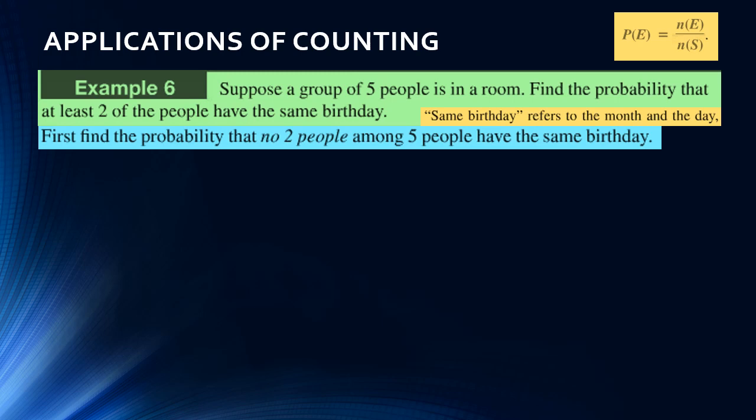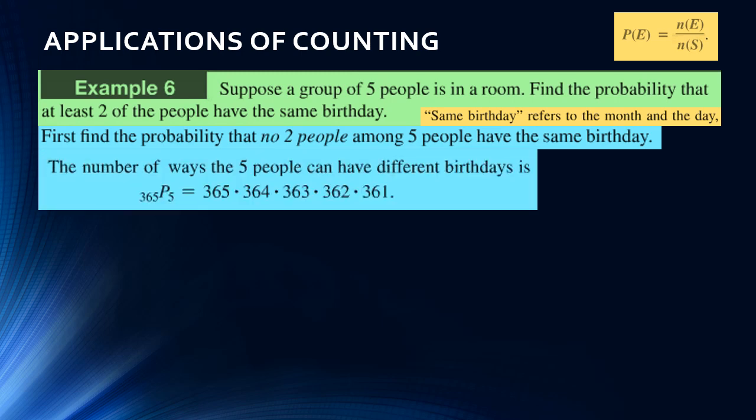Find the probability that no two people among 5 people have the same birthday. Okay. The number of ways that 5 people can have different birthdays is 365 times 364 and so on. If I look at the first person, that person can have any birthday. As soon as I take that person's birthday out of the list, then I have 364.